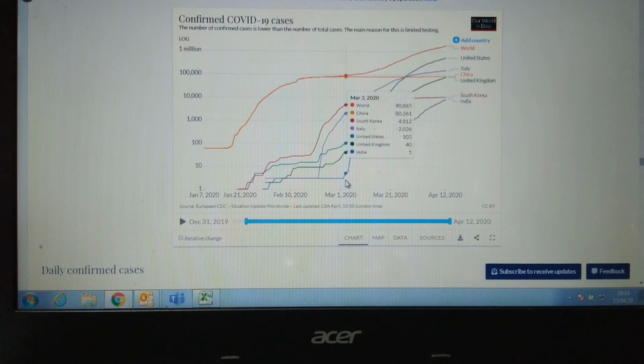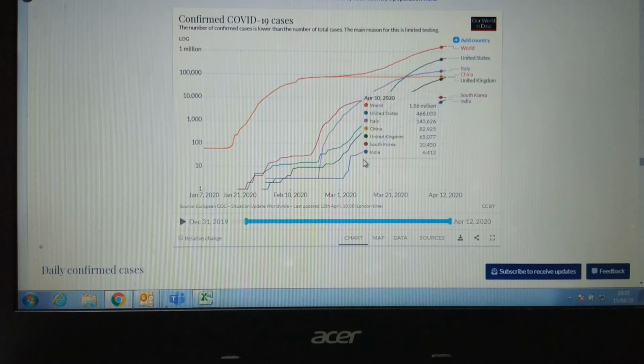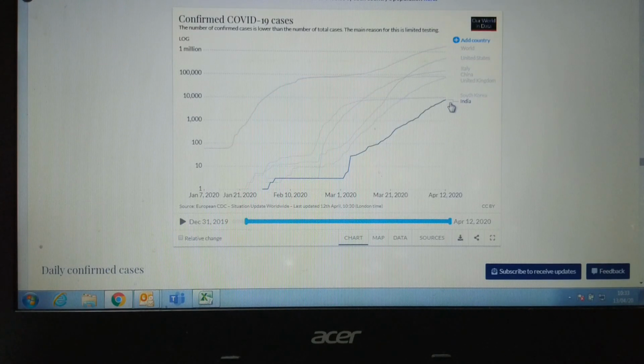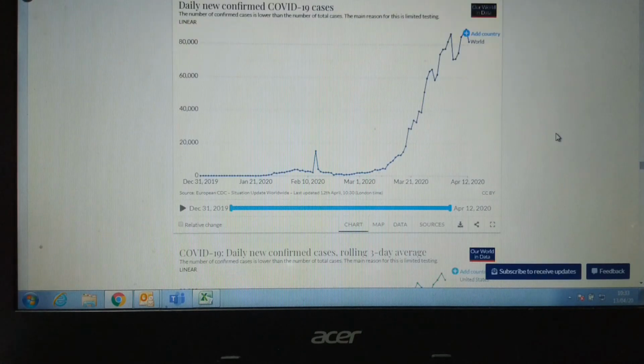Now let's say March is when we started, and if this is the danger point, then by April 5 we should have managed a plateau type of curve, but that didn't happen. We are still rising, so we need to be careful, and as soon as possible we have to bend it towards a plateau. That's very important.